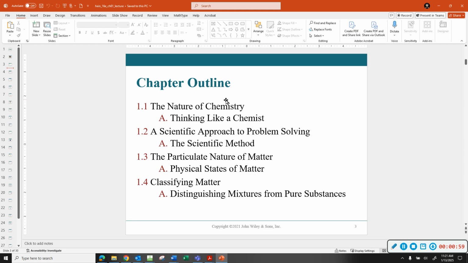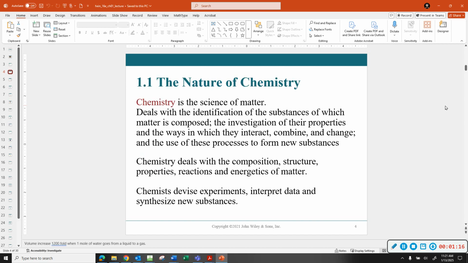So the nature of chemistry, scientific approach, which is pretty much the scientific method, particulate nature of matter, so the physical states, solid, liquid, gas, and then classifying matter. Can we distinguish between a mixture and a pure substance? At any time you can pause my video so you can see what's on the slide, but if there's nothing I'm really going to cover on it, then I'm going to flip through it pretty fast.